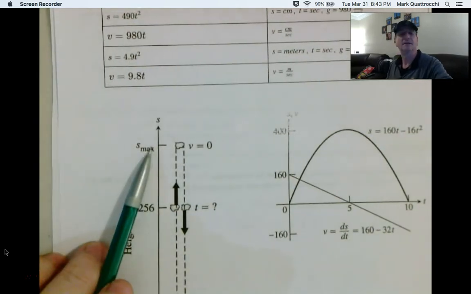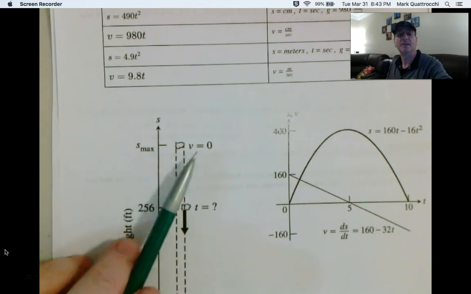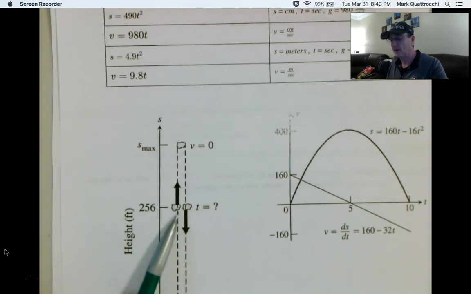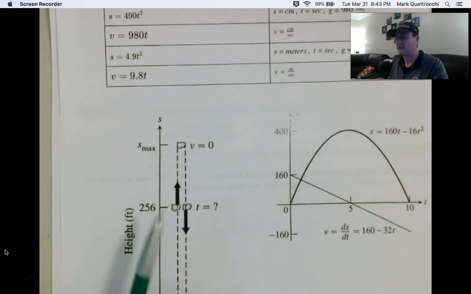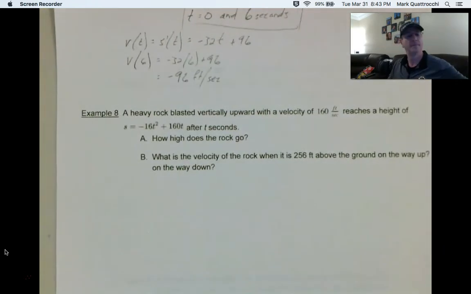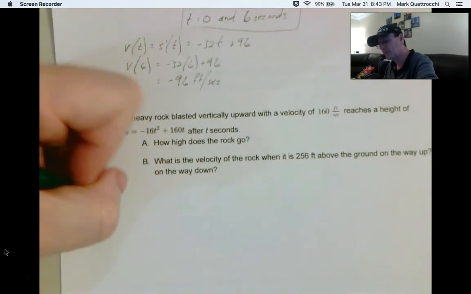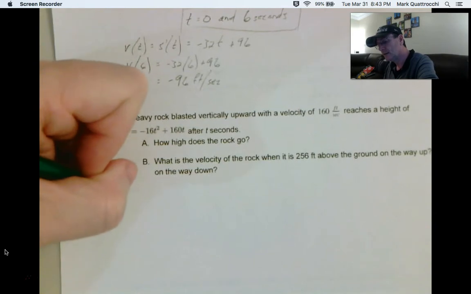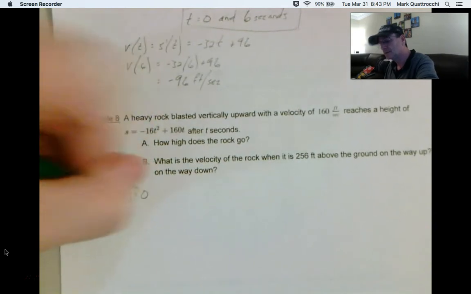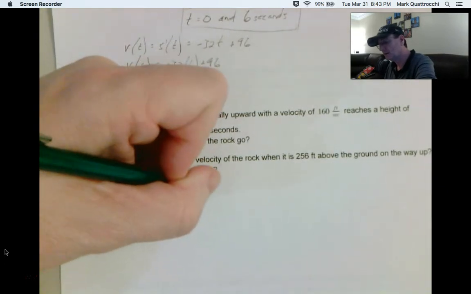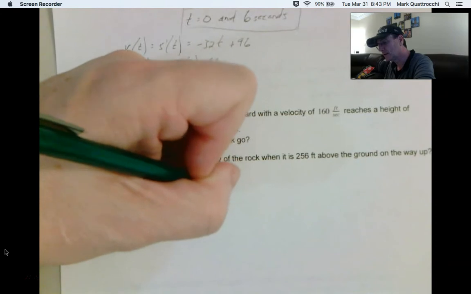Okay, so we want to know what's its max height. That's when the velocity is equal to 0. So we're going to have to find the v of t function, set it equal to 0. And then we want to know what is the time when the height is 256 feet off the ground. And that's going to happen 2 different times. So part A, first we need to find v of t equal to 0. So how do we find v of t? V of t is equal to s prime of t.